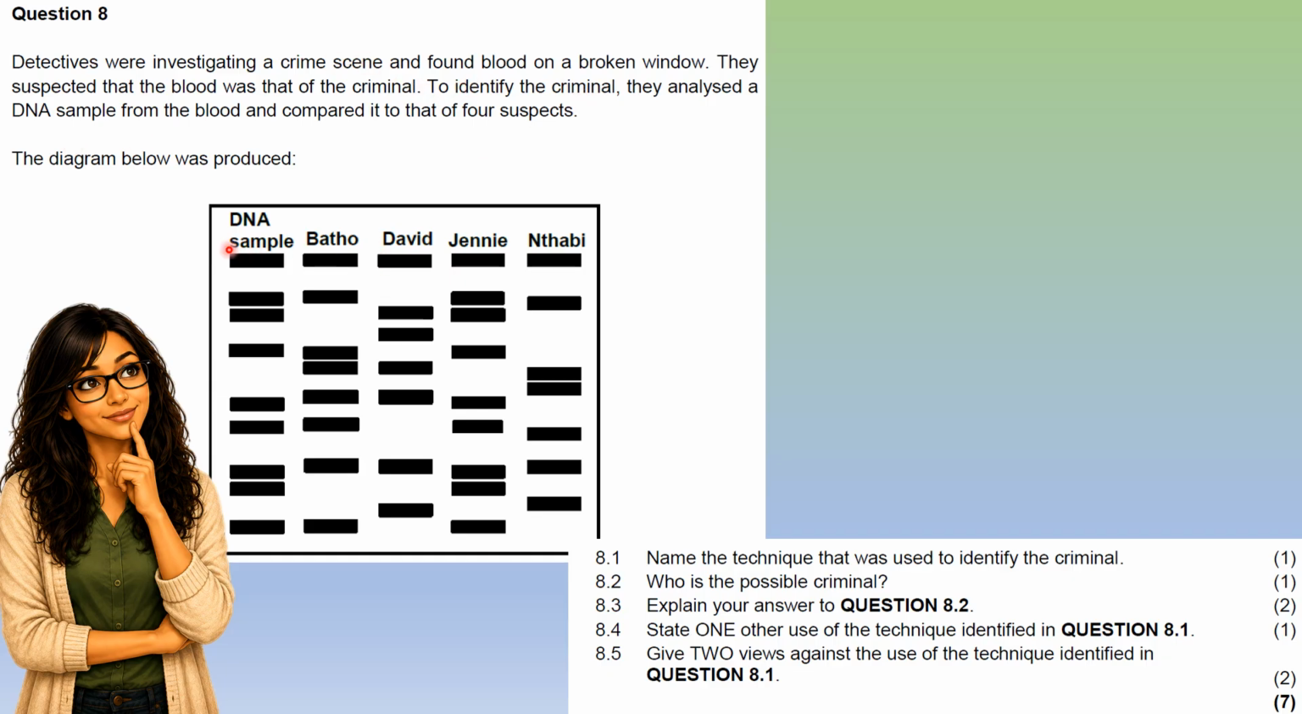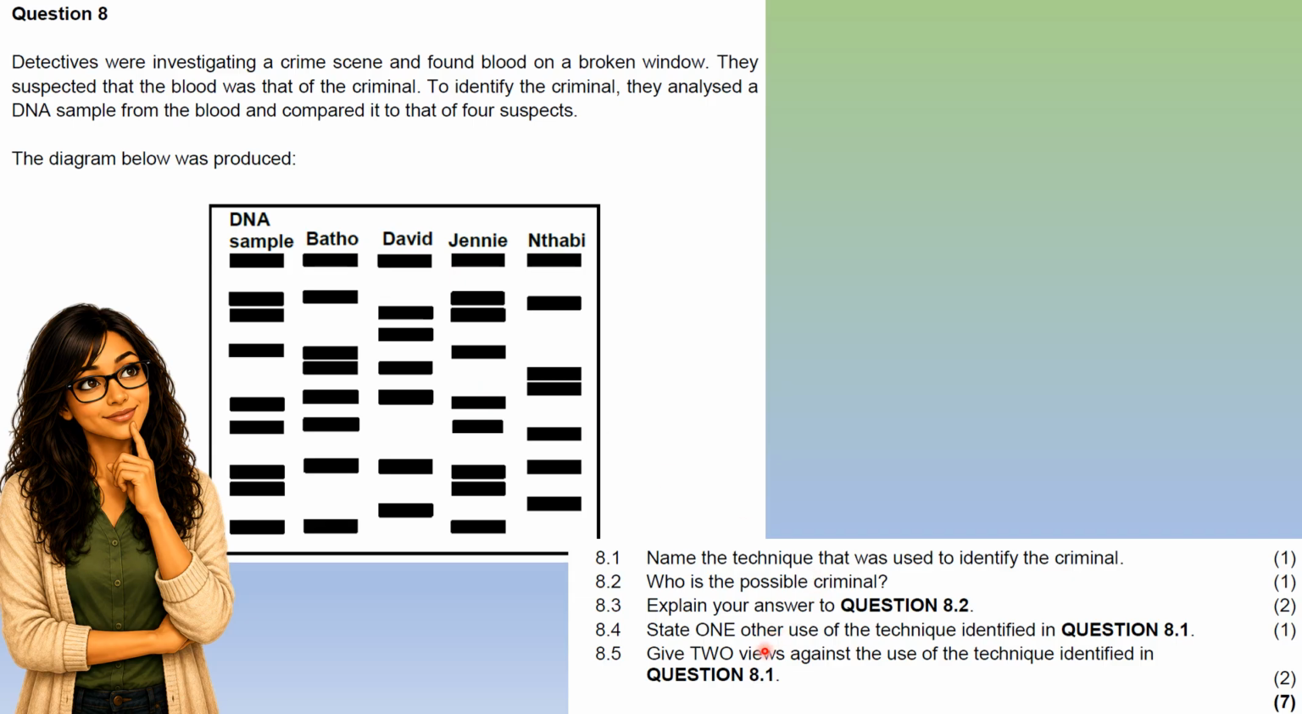This is the sample that they collected, and these are the 4 suspects. All we've got to do is make sure the bars of the sample are identical to the individual. And if we look at it, it's going to be that of Jenny. So they're asking, what is the technique that is used? It's DNA profiling. Who is the possible criminal? It is going to be Jenny. Explain your answer: because the bars are matching, or all the bars are matching.